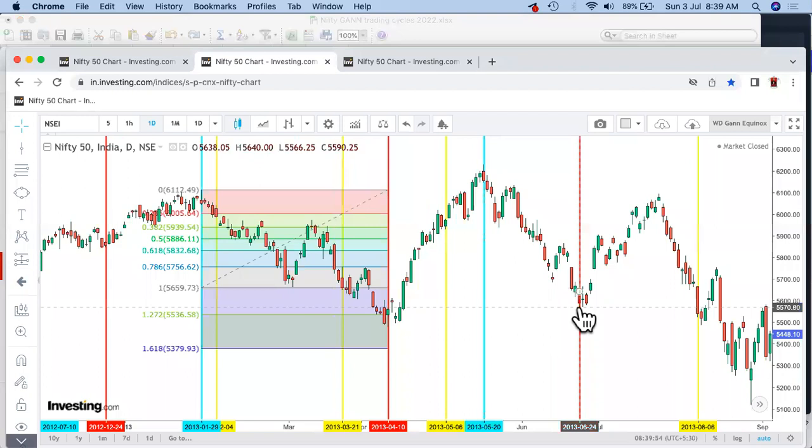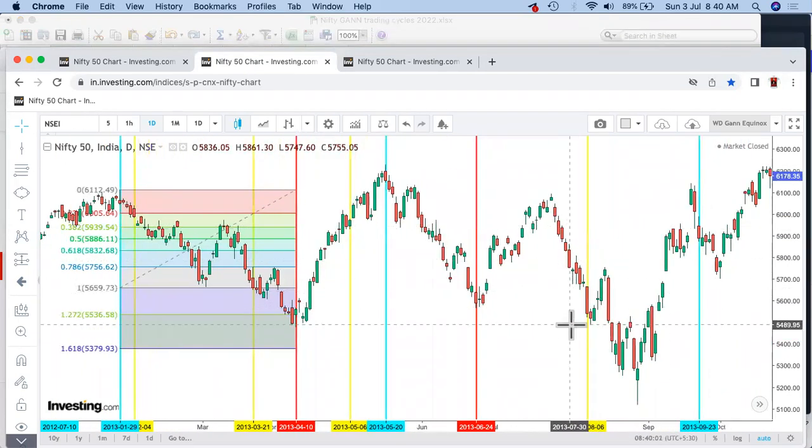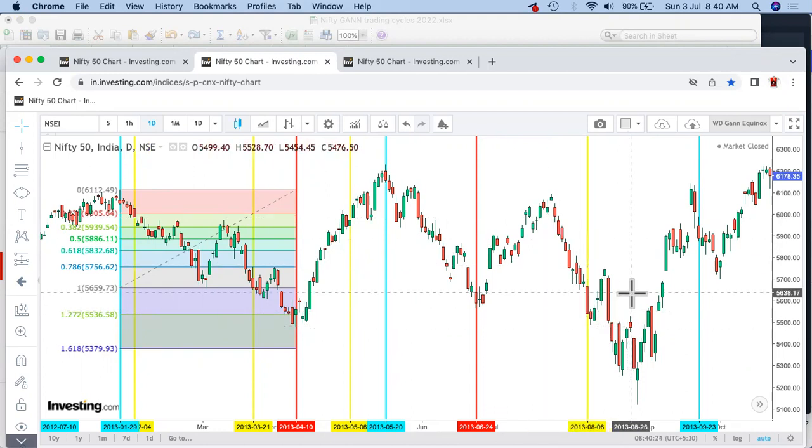Next date is 8th of August. 8th of August is nothing specific, and in terms of days, 1, 2, 3, 4, 5, 6, 7, 8, 9, 10, more than 10 days. So let's try to neglect that. If it would have been nearby, probably we would have considered that, but more than 10 days is like 14 days, which goes through a lunar cycle. So this is a start, this is an end. So it becomes contradictory. That's why we have just tried to remove that contradiction.